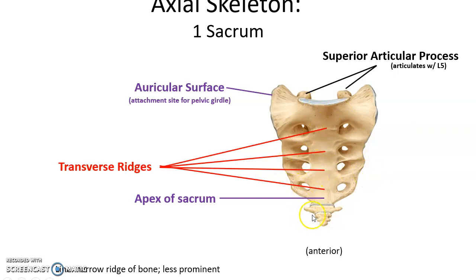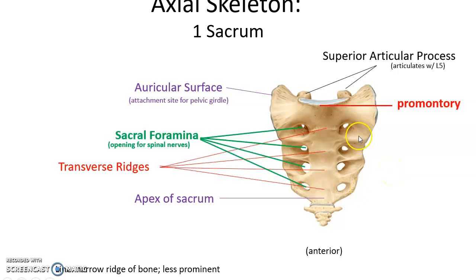Looking at the anterior side of the sacrum, you can see these lines known as ridges, the transverse ridges going across the sacrum. That's where the bodies of the original vertebrae fuse together. The smaller region at the inferior end of the sacrum is the apex. So there's the apex of the sacrum. We also have a broad area called the promontory.